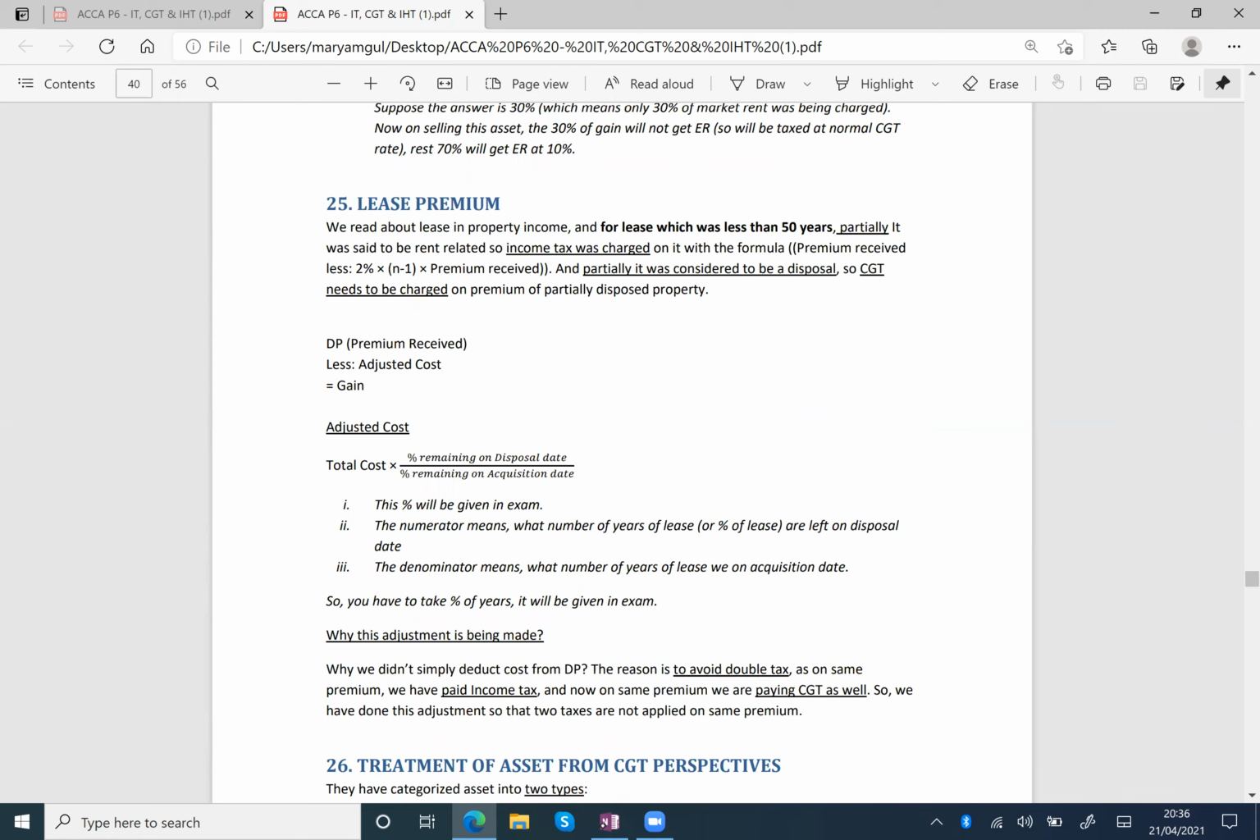What is the meaning of percentage? Please write down: the percentage means the number of years of lease percentage. For example, I am giving my property on a 30 years lease, so this is the percentage of 30 years. So percentage means number of years of lease percentage. And this percentage will be given in the exam.